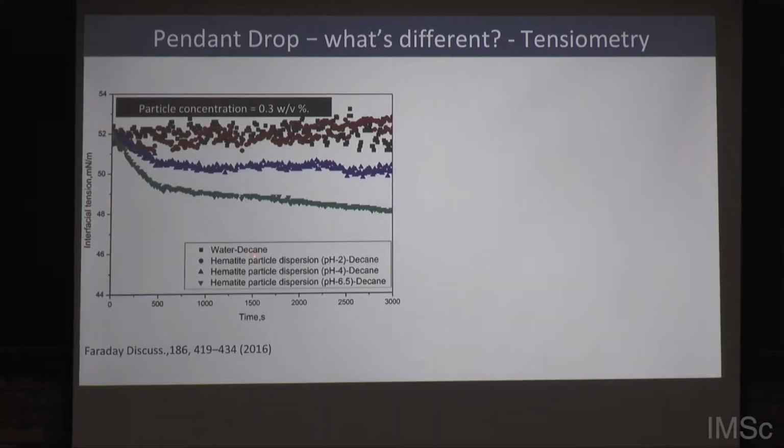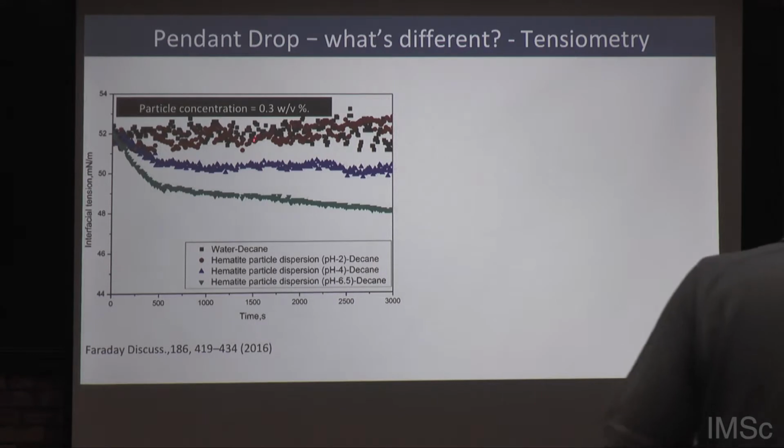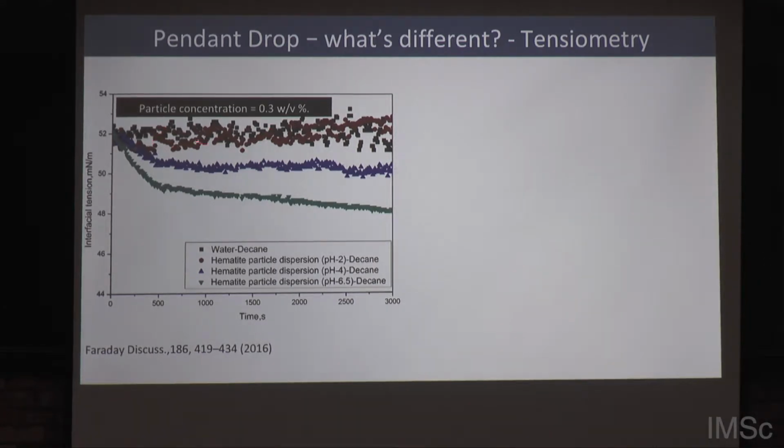However, if I replace water with a hematite particle dispersion at pH 2, where the particles are highly charged, I again see a very similar behavior. That is your red circles. Again, the interfacial tension remains more or less flat. Though there are particles, because they are highly charged, they are still not surface active.